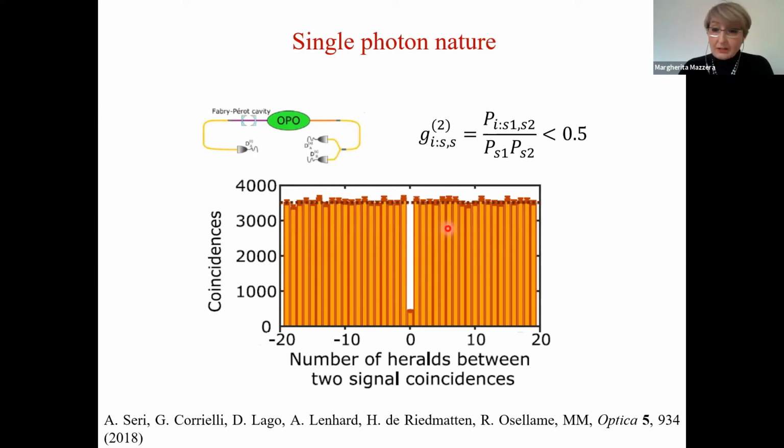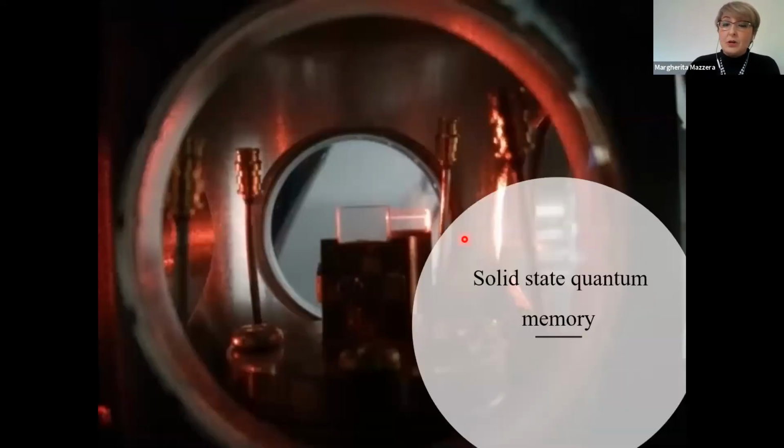So what are we doing now that we have created these photon pairs? Well, we want to store one of the two. So we take the telecom photon and we use it as a herald of the presence of the visible photon that we then send to our quantum memory.